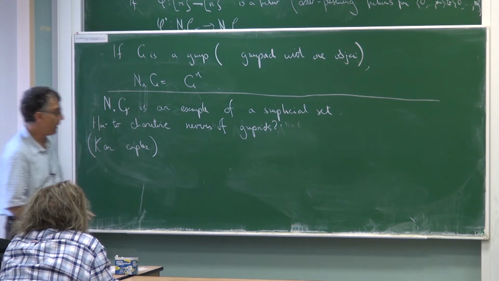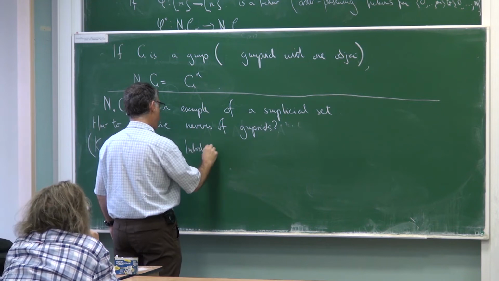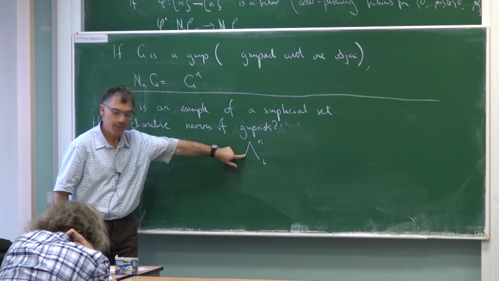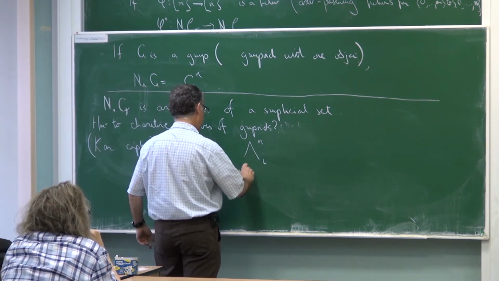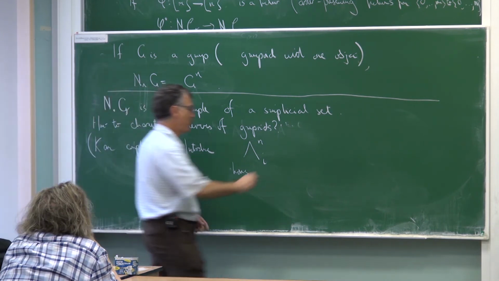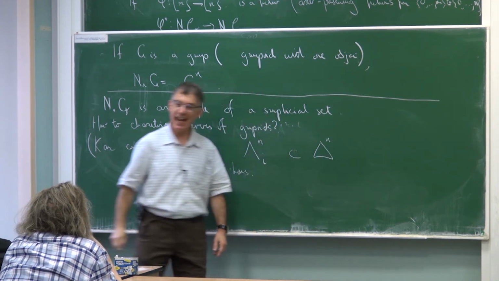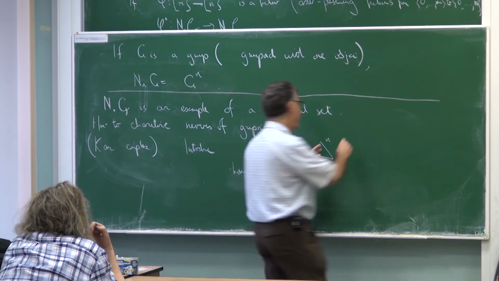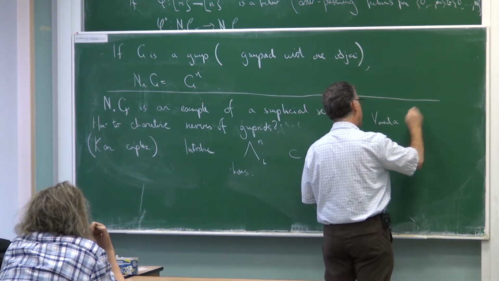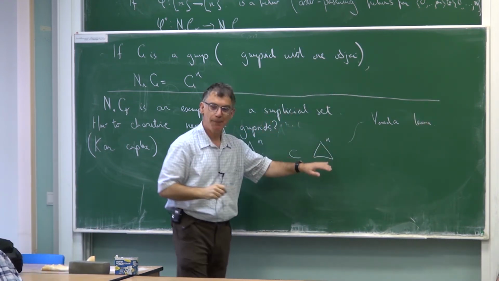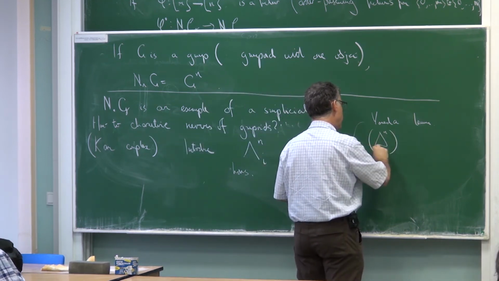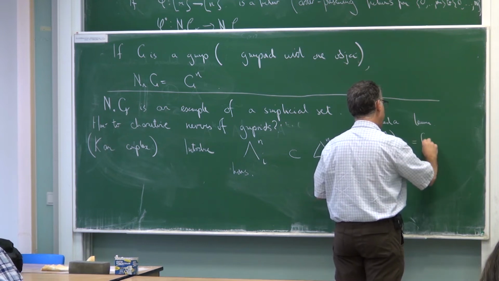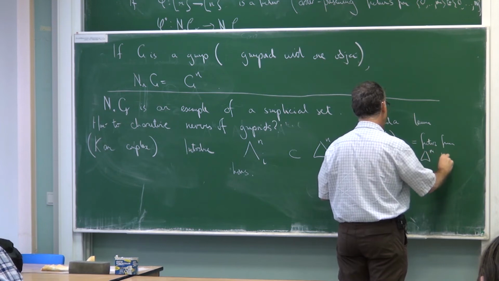So Kan's idea is the following. He introduces simplicial sets, which he denotes like this, and these are called the horns. To define them, I need to observe that there is a simplicial set which is the n-simplex, Delta n. How is that defined? This is defined using the Yoneda lemma. The m-simplices of the n-simplex are just functors from Delta m to Delta n.